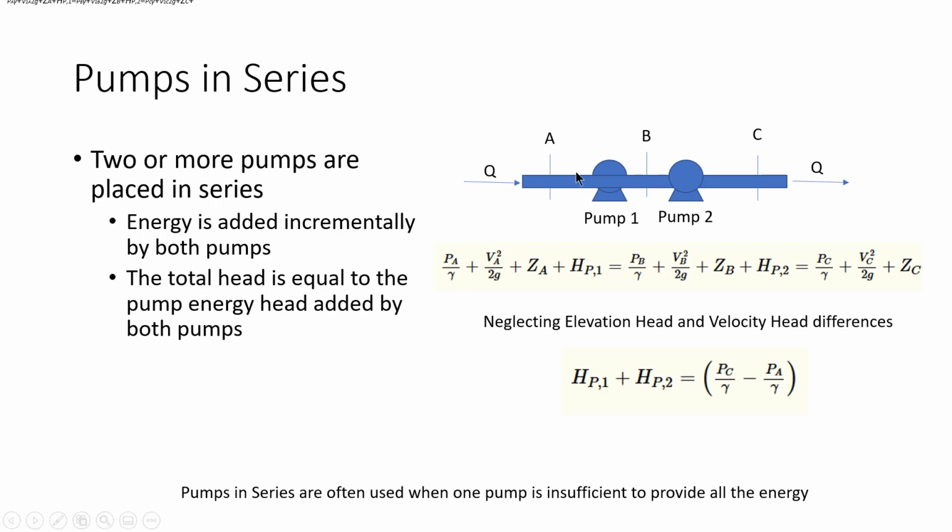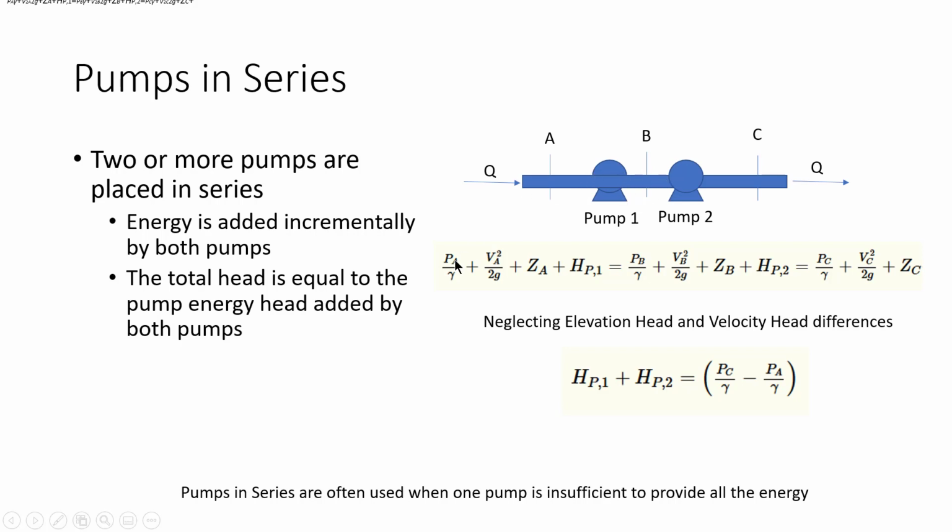So we can again apply Bernoulli's equation. The flow rate remains the same. I have point A and point B and point C. There is a pump between point A and point B, and there is a pump between point B and point C. Typically, these pumps are so close to each other that there is very little loss assumed between the pumps.